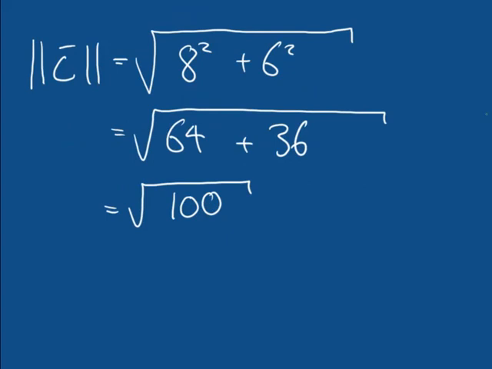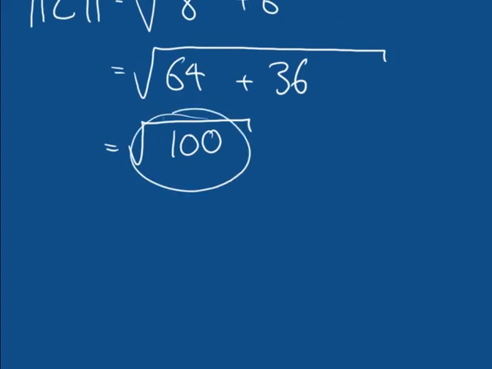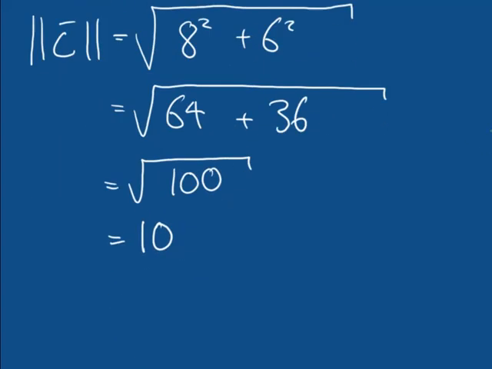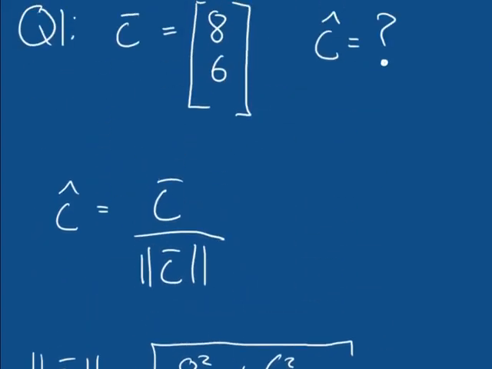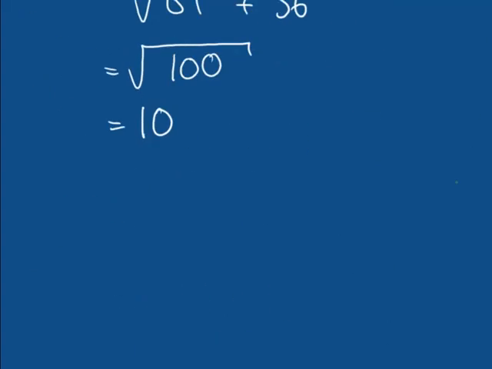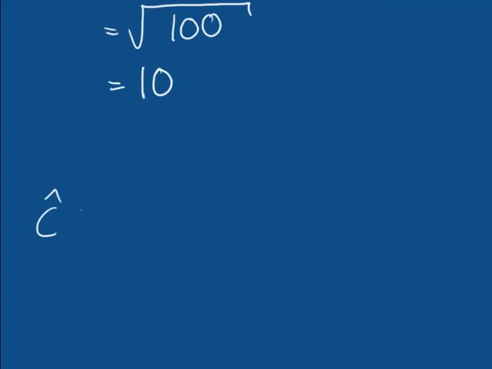Now I chose numbers that would mean you'd get a square root of a nice square number, which means we can work this out as being a nice accurate number of 10. So there was no worries with losing any accuracy there. So we've got 10 as our length. So we know to work out c hat, we take our original vector and we divide it by that length. So c hat is equal to our vector c divided by 10.